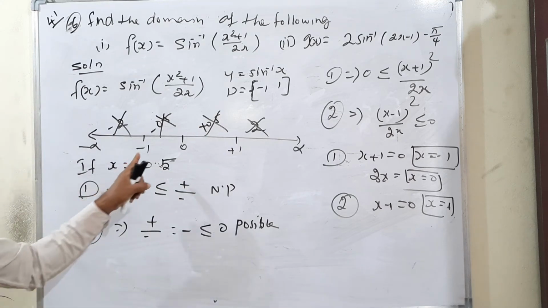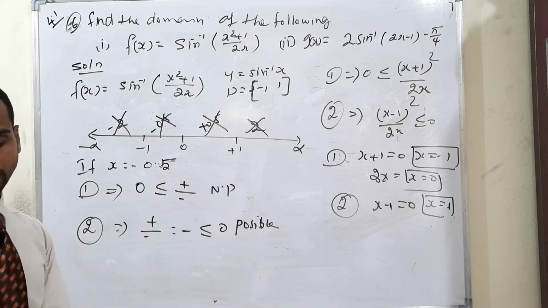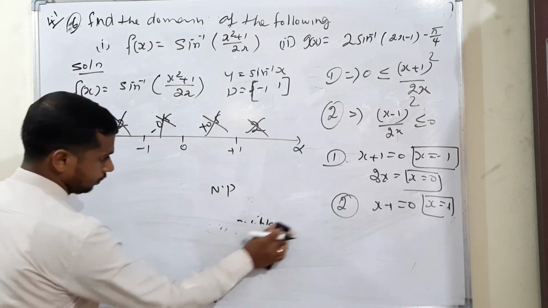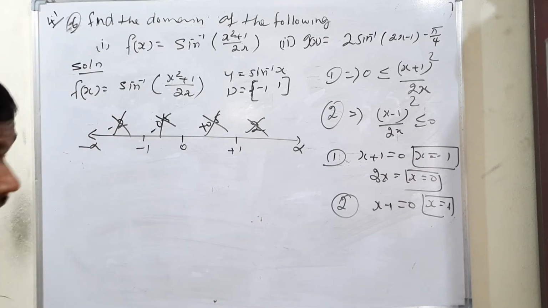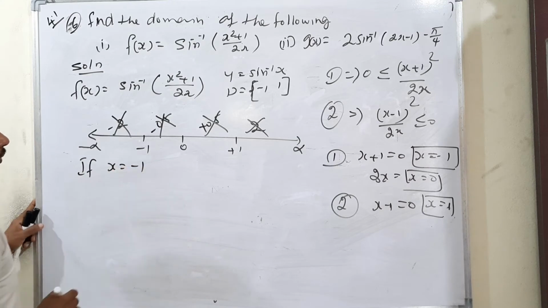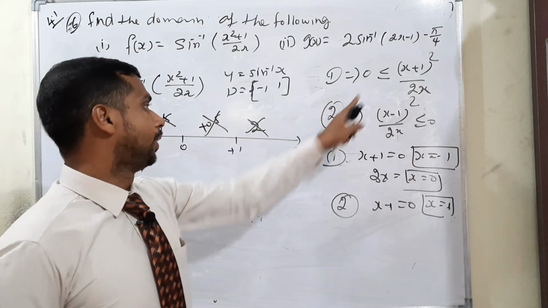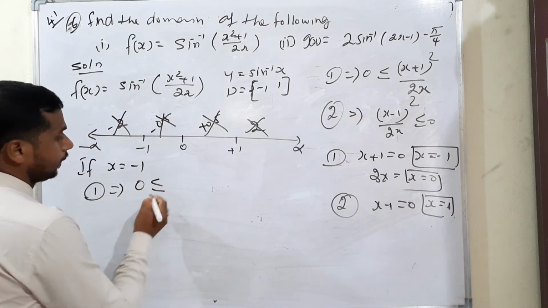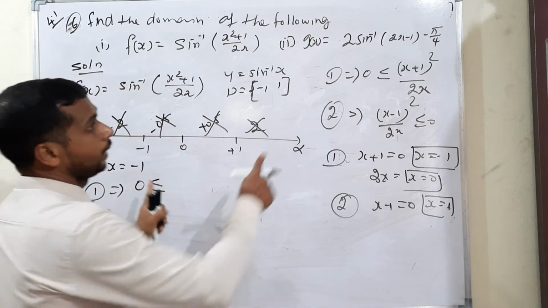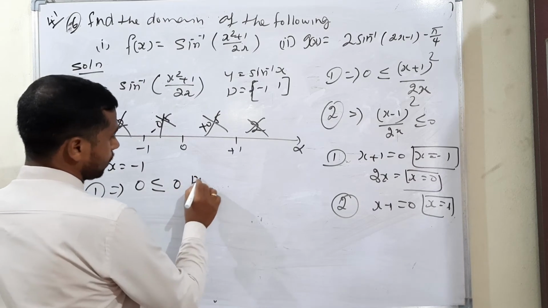So now we have to take the correct terms. Correct terms means minus 1, 0 and positive 1, what will happen? Okay, look at there. If x is equal to minus 1, what will happen? X is equal to minus 1 means case number 1, 0 less than or equal to, so minus 1 plus 1 is 0. 0 divided by anything means value will be 0. So first case possible.